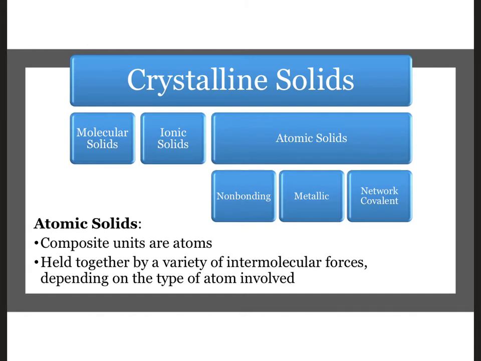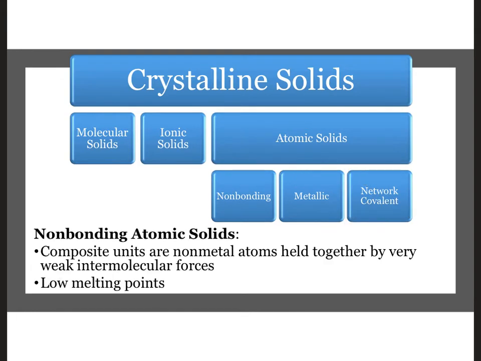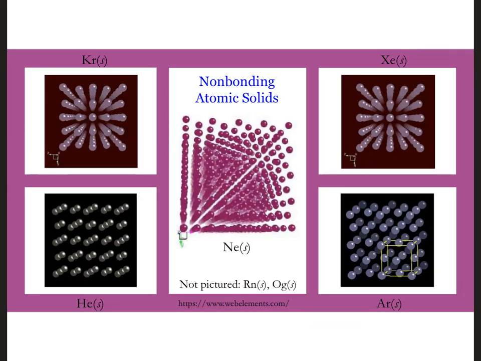This category is subdivided by the type of atomic unit that makes up the solid, since the three types exhibit very different inter- and intramolecular forces. While we'll discuss non-bonding atomic and metallic solids now, we'll hold the subject of network covalent solids for Gen Chem 2. The non-bonding atomic solids are made up entirely of non-metal atoms held together by the weakest type of intermolecular forces, resulting in very low melting points. These solids are easy to spot because they are always frozen noble gas atoms. That's it. Nothing else qualifies.